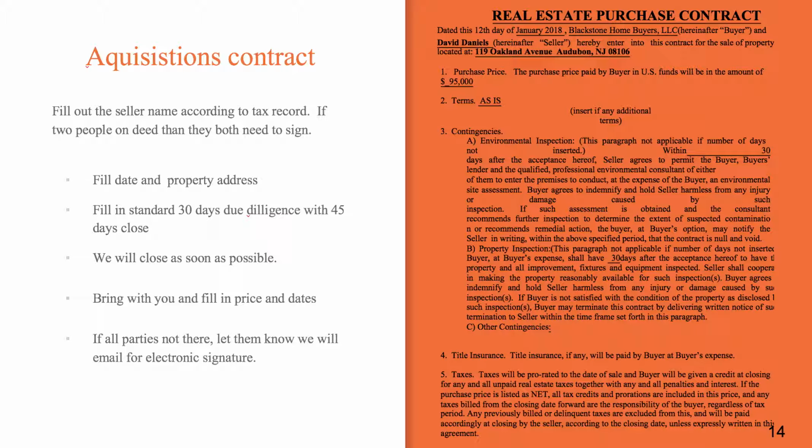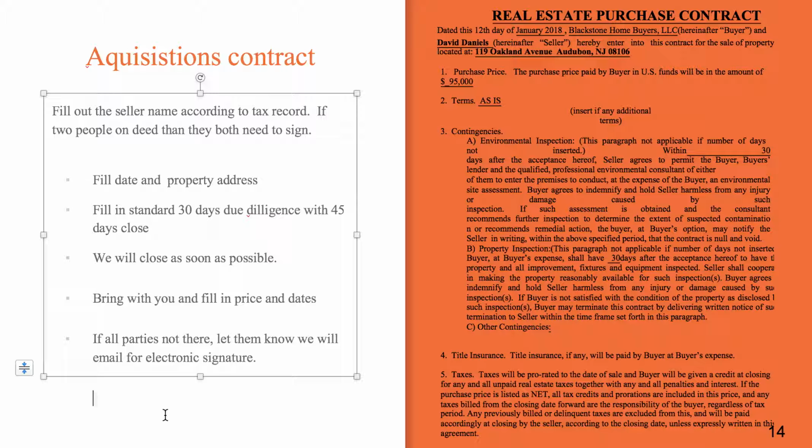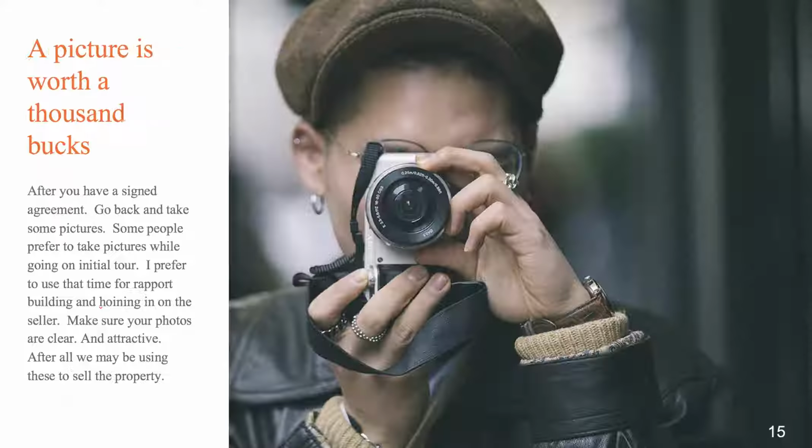Next slide, acquisitions contract, real basic. Fill in the dates, standard closing, 30 days due diligence, 45-day close. We'll close as soon as the title's ready in some cases. We'll close as soon as possible. Make sure you bring this to every appointment and fill in the prices and dates. And you want to make sure before you go on an appointment, hey, is everybody that's on the deed going to be present at this appointment? Because I don't want to waste anybody's time. So you want to make sure that all parties are there and let them sign. So put it out on the table and get that signature.